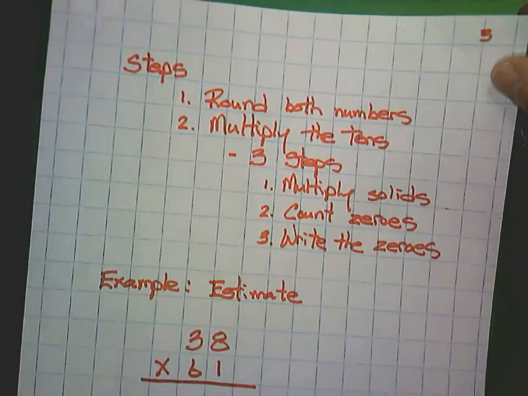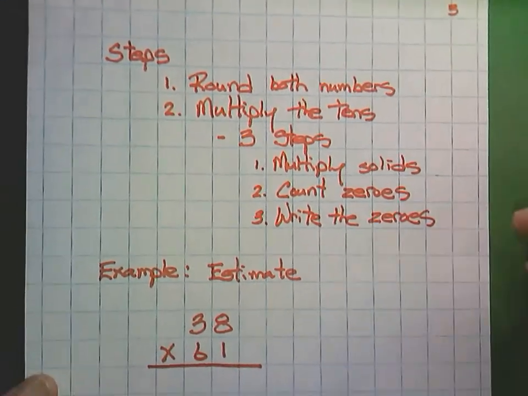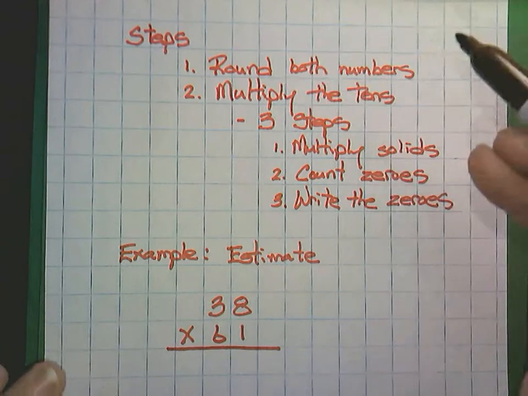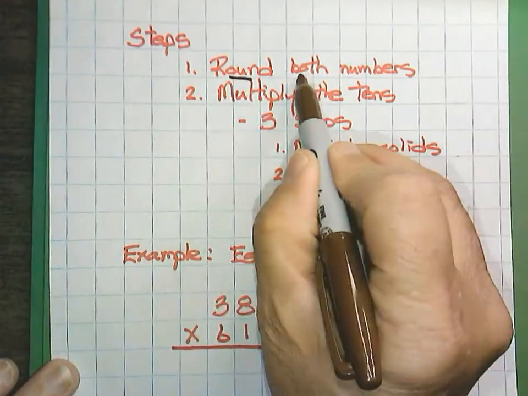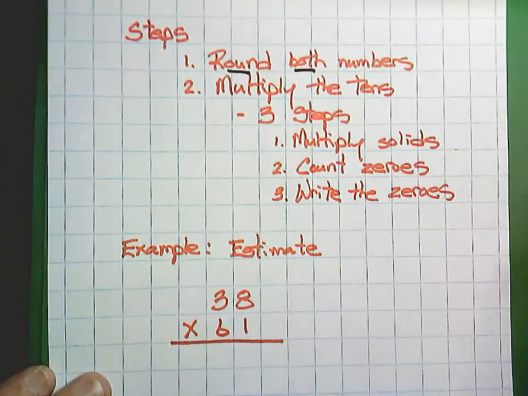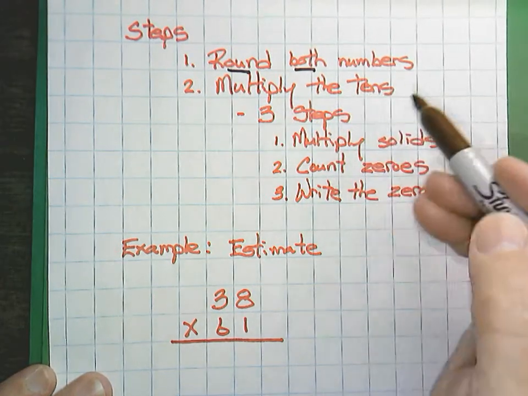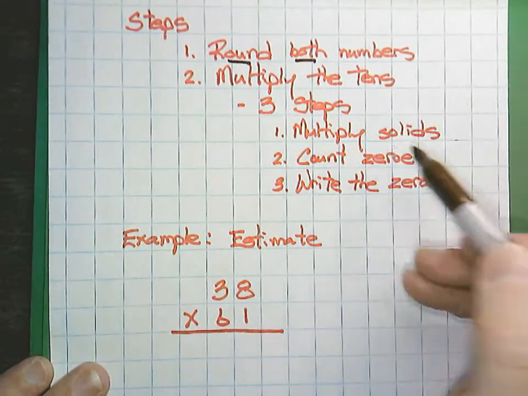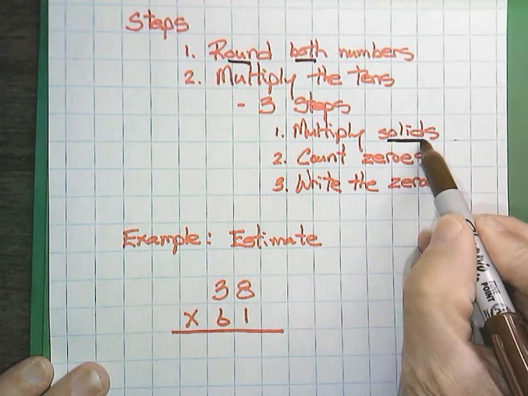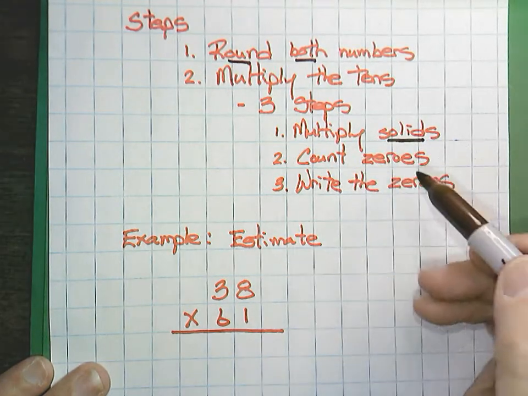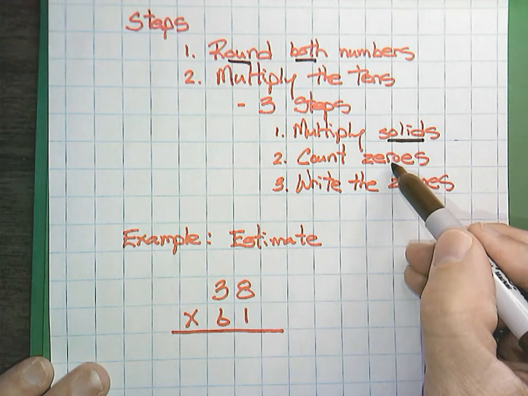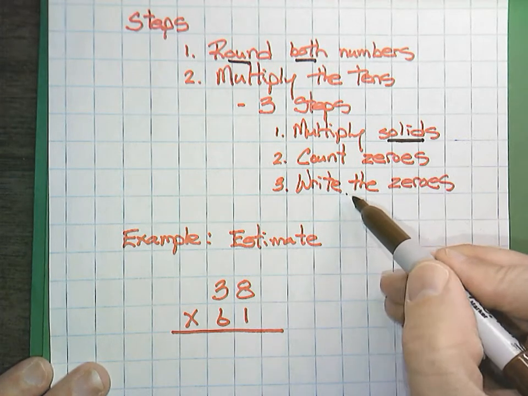Our steps are pretty easy for solving these kinds of problems. We're going to simply round both of the numbers, and then that'll leave us with tens, and we're just going to multiply. When we multiply tens, I like to refer to the first step as multiplying the solids, which we'll show you in a second. You count your zeros, and finally write the zeros.